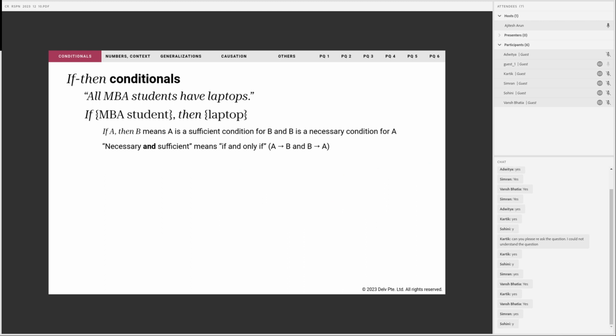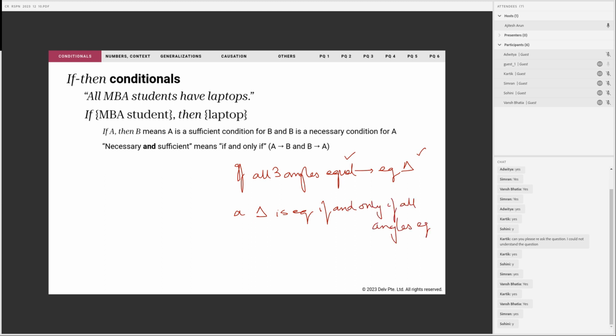Awesome. Now, if all three angles are equal, then definitely equilateral triangle. But we know that a triangle will be an equilateral triangle only if all three angles are equal, right? We can say this like this: a triangle is equilateral if and only if all its angles are equal. Now we can say that if all three angles are equal, it's an equilateral triangle.